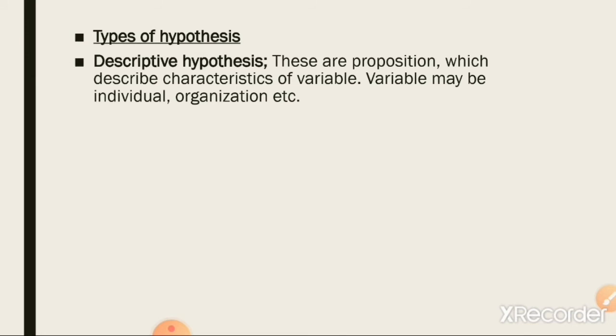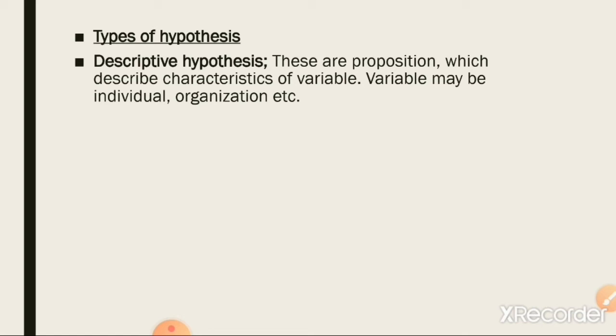Next, the main area of hypothesis: the types of hypothesis. There are many types of hypothesis. First of all, descriptive hypothesis. Descriptive hypothesis is related to individuals, organizations, etc. That may be characteristics of an individual, such as age or height of the student, like that.